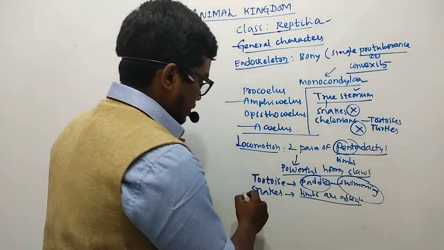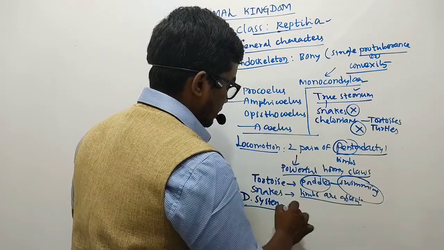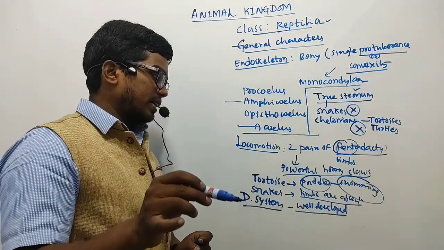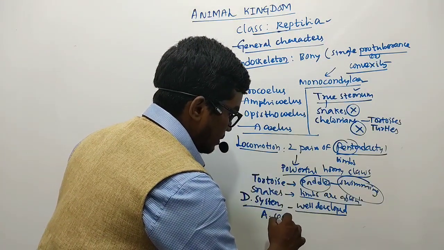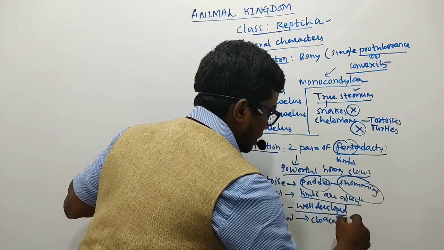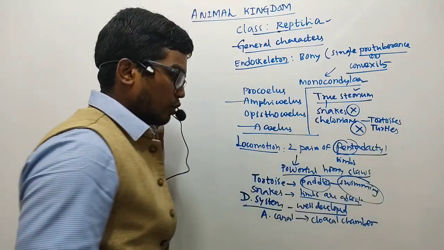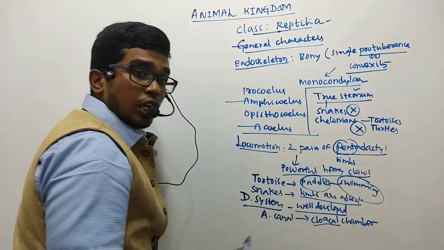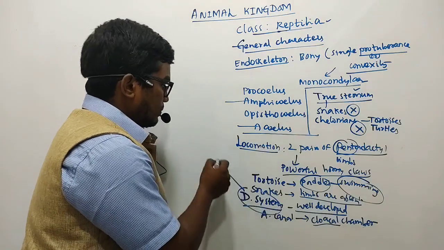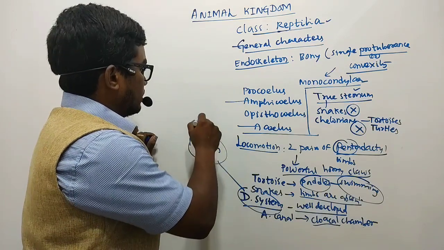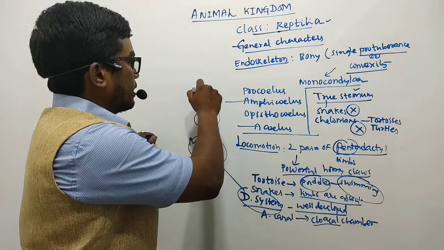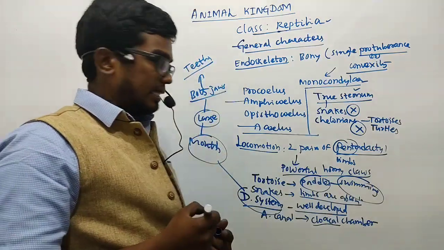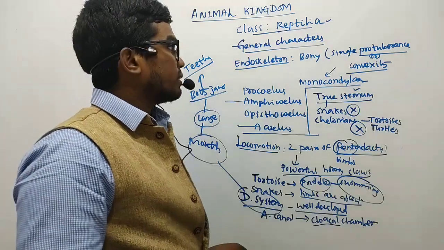Coming to their digestive system, it is very well developed. When I say well developed, it possesses the alimentary canal. This alimentary canal leads to the cloacal chamber. Already I have told you, the cloacal chamber is the common opening for the alimentary canal, urinary tract, as well as the reproductive tracts. So the alimentary canal at last leads to the cloacal chamber, and the mouth is very large here, and both jaws are provided with teeth, or they are beset with teeth. So this is about their digestive system, dear students.